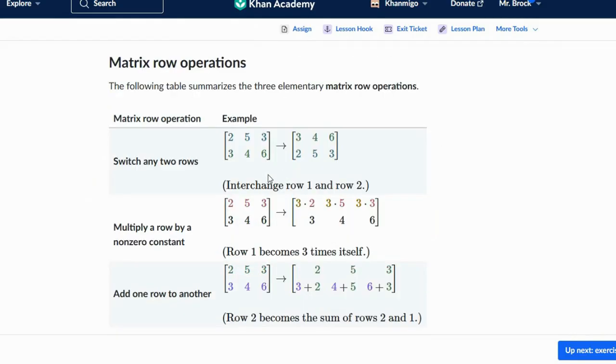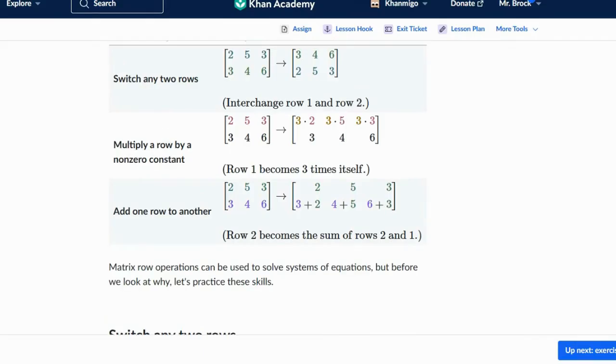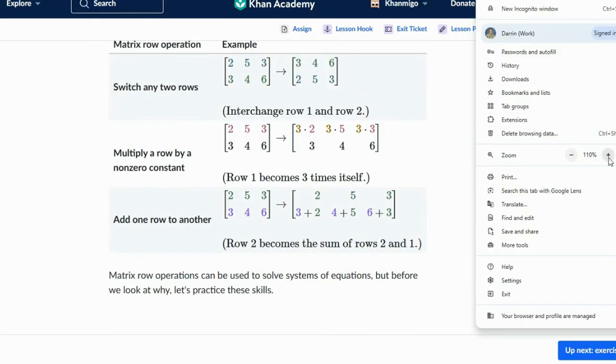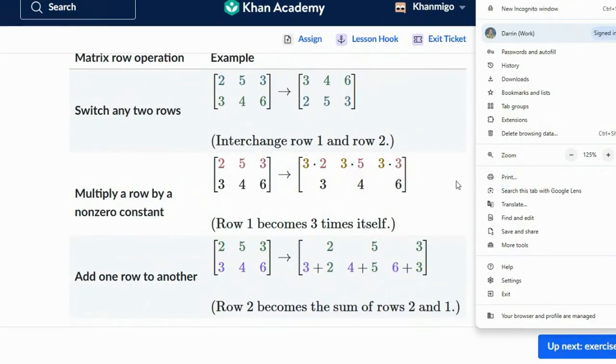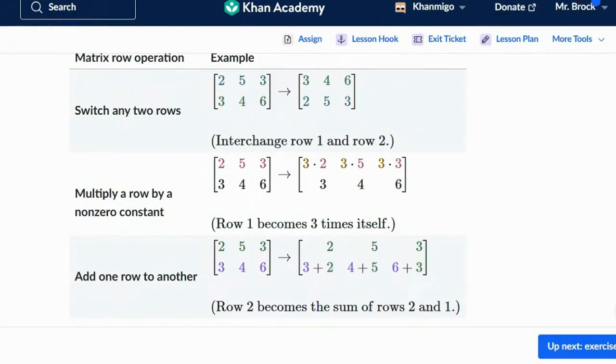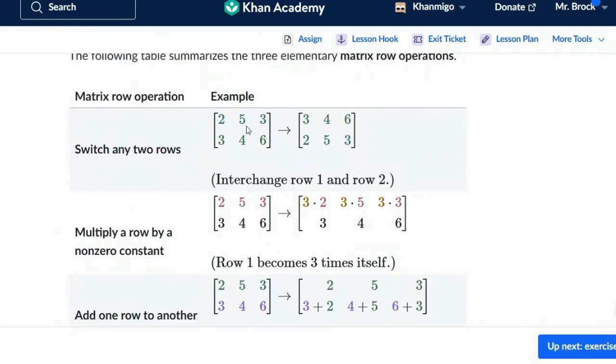What can we do with matrices? This summarizes the three elementary matrix row operations, things we can do with matrices. I'm going to make this just a little bit bigger. Okay, so one thing we can do is take any two rows and swap them, switch any two rows. I can take the first row and make it the second row, and take the second row and make it the first row. I could just trade places with the rows.